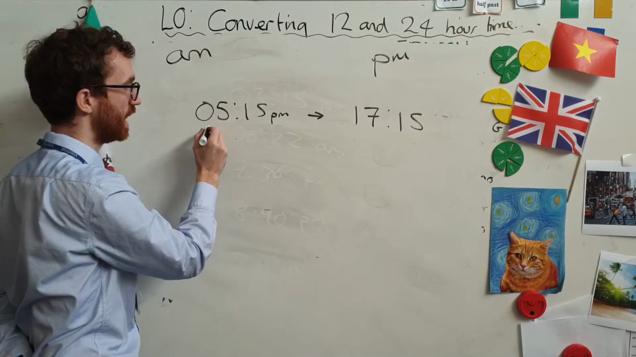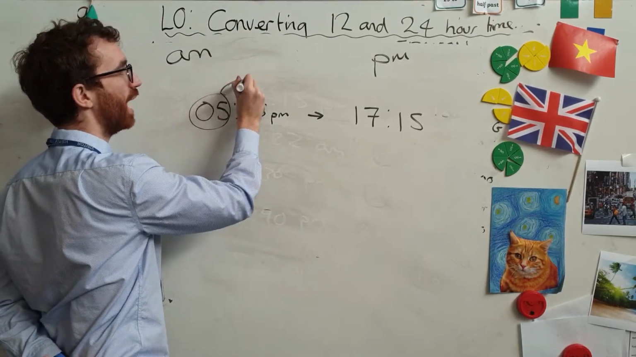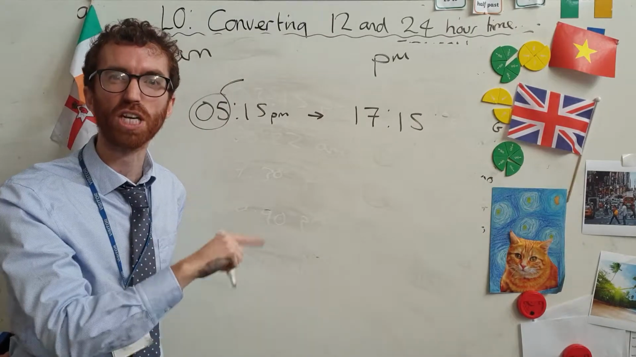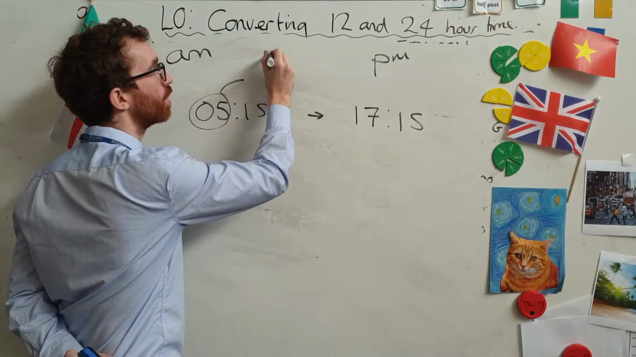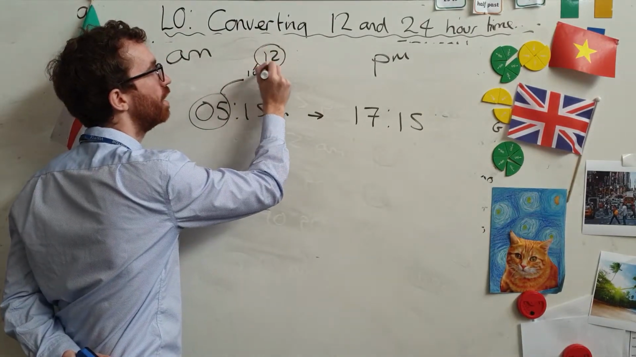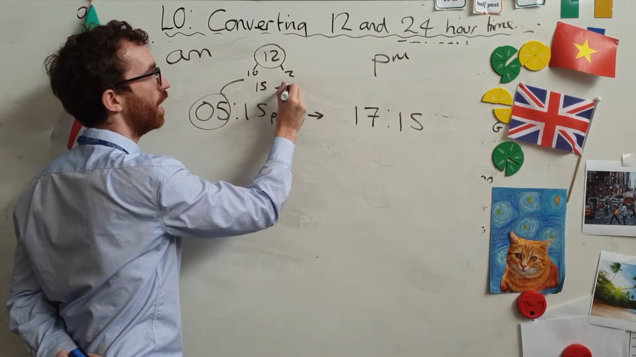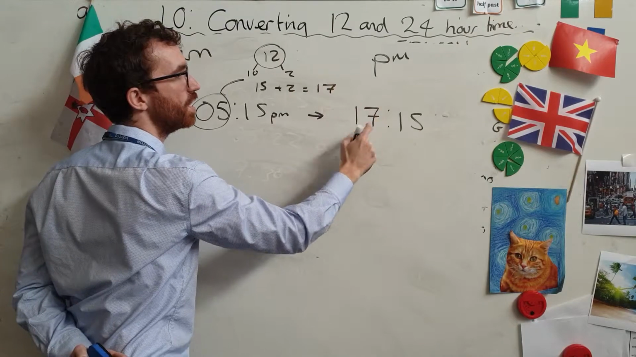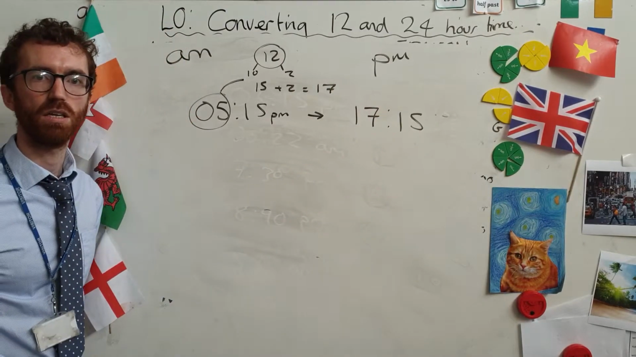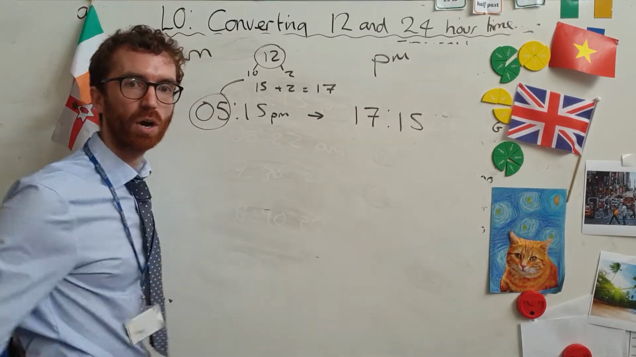So look, what I do, I take the hour, I'm going to add 12. Adding 12 is quite tricky, so I'm going to break 12 down into 10 and 2. So look, 5, add 10 is 15, add 2 is 17. 17:15. Okay? This is now a 24-hour clock.